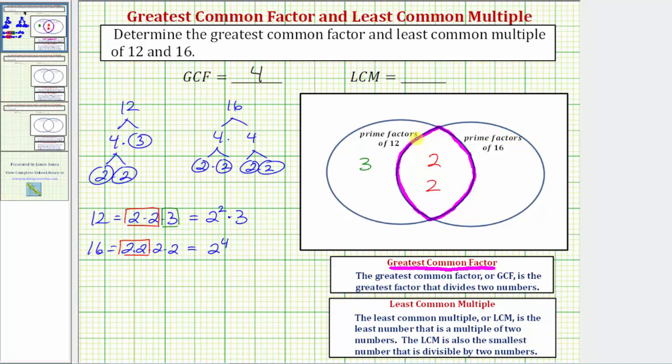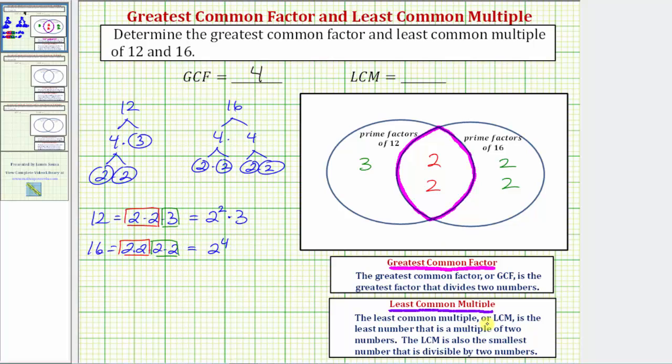Now looking at the set on the right, this set must contain all the prime factors of 16. Right now the set only contains two factors of 2, which means it's missing two additional factors of 2 here. So these two factors of 2 must be in this region here, the prime factors that are only in 16 and not already in 12. So from the completed diagram, we can now find the least common multiple.